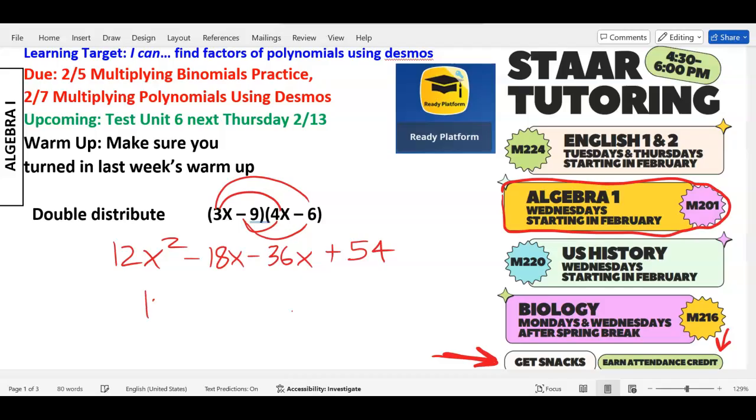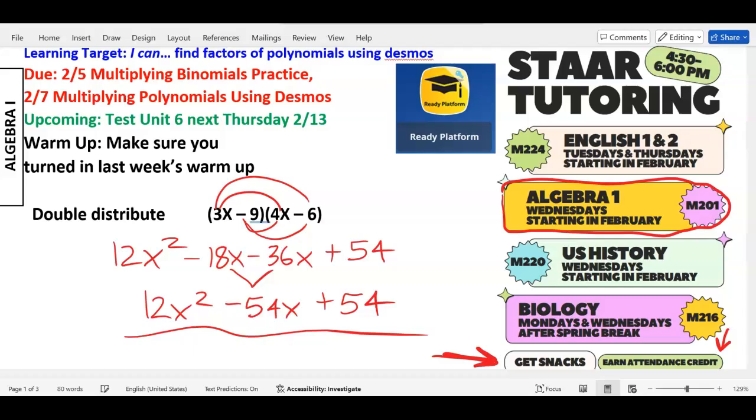All right, bring down 12x squared. Combine negative 54x. And bring down plus 54. Okay, so you should be able to multiply the first terms, get the 2 middle terms, combine those like terms, and then multiply the last terms. That's how you do it.